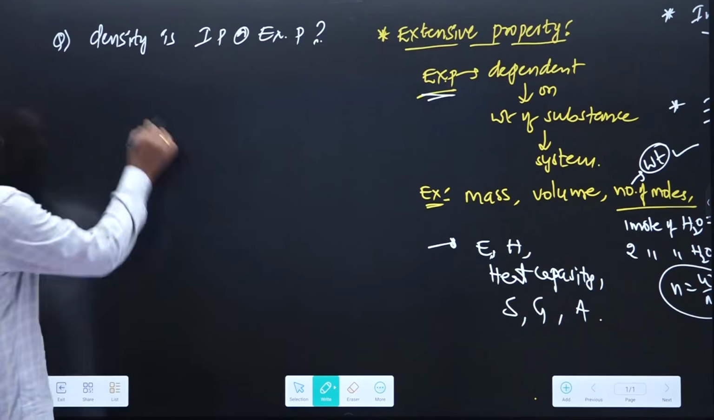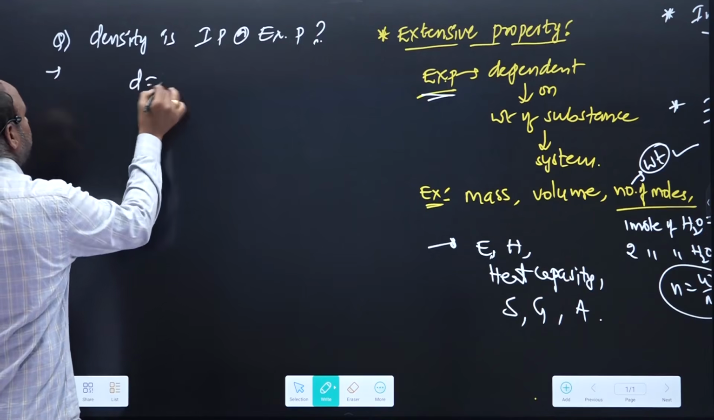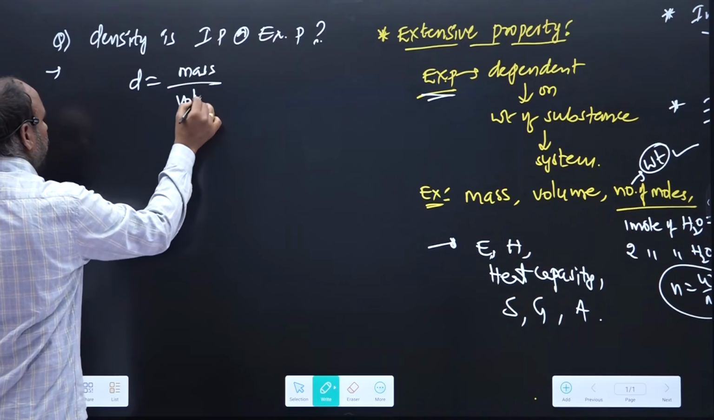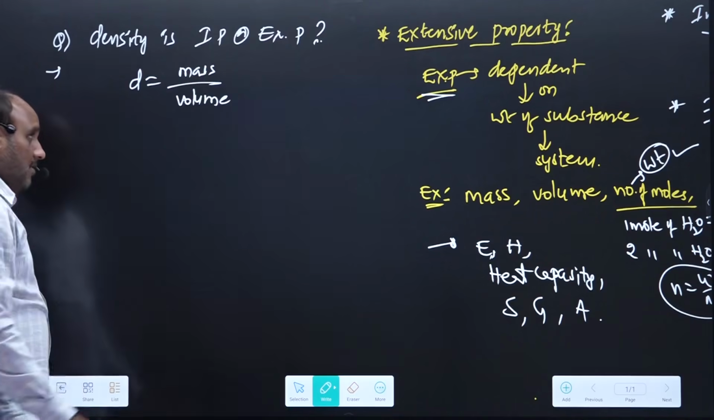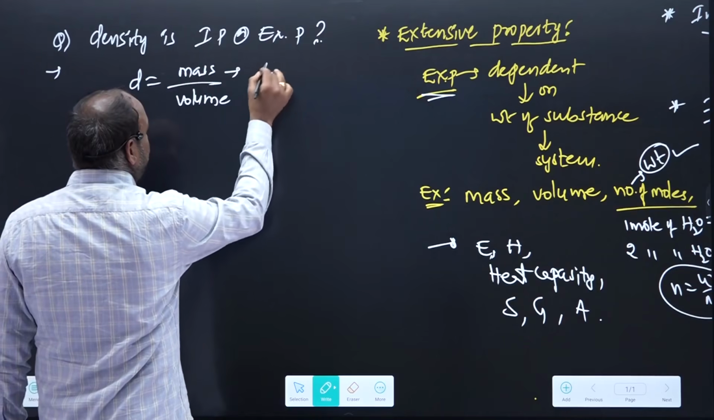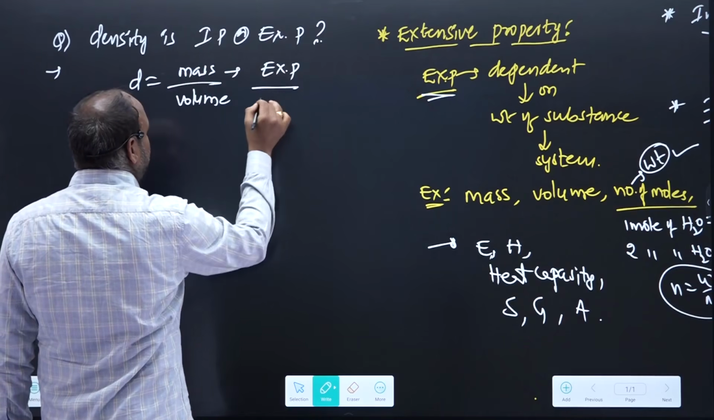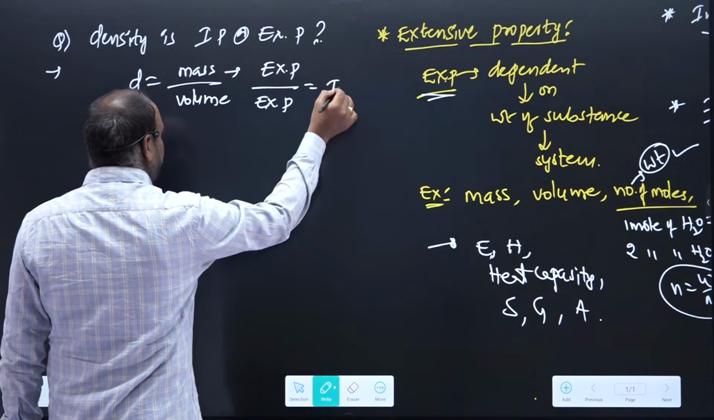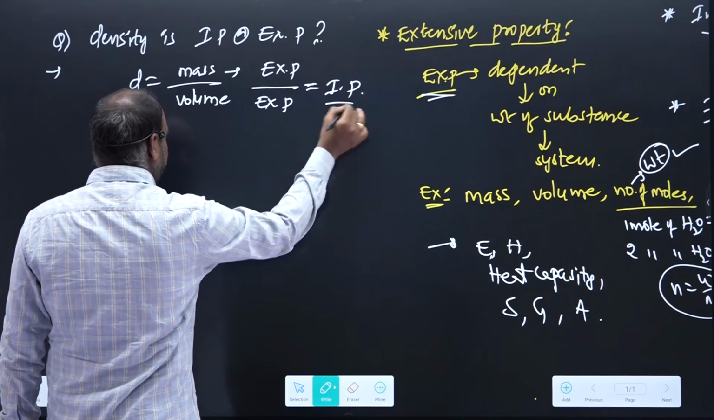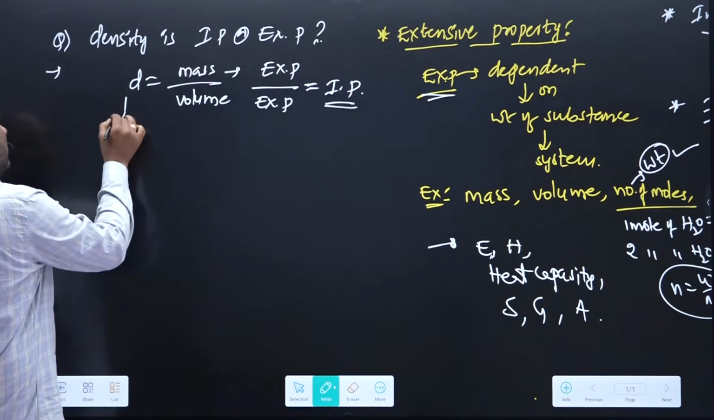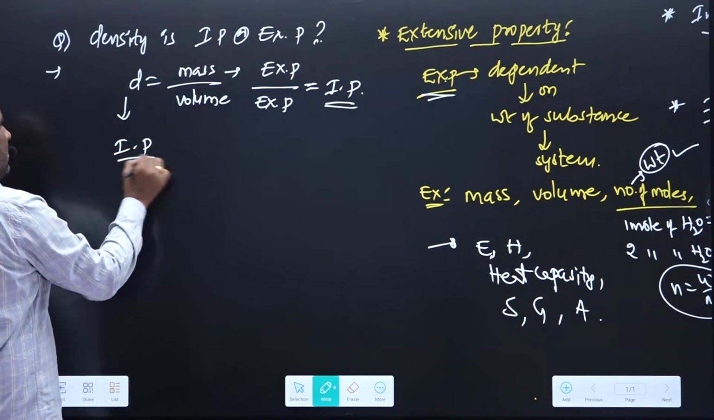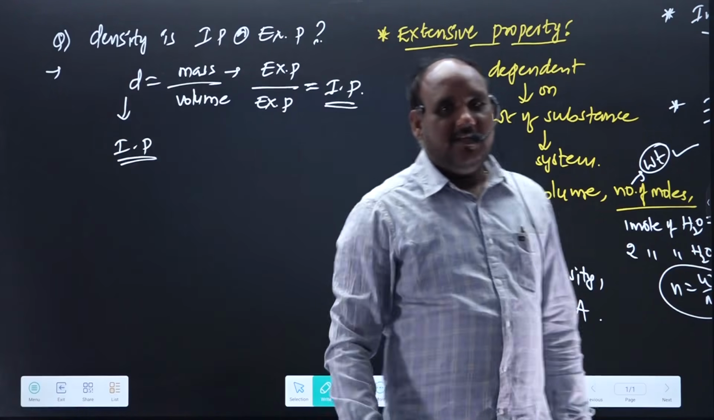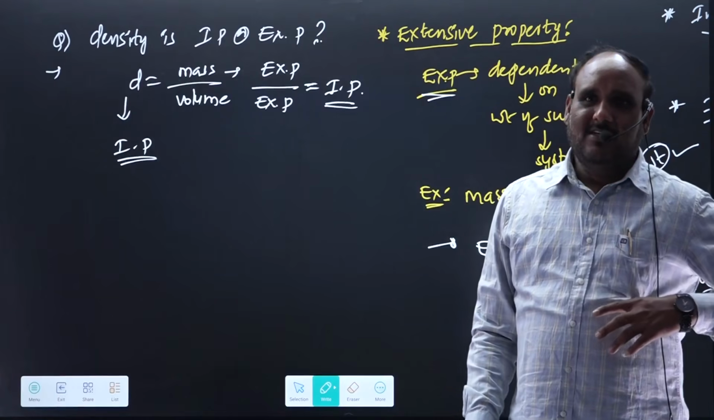What about the definition? Density is equal to mass by volume. What about mass? Extensive property. What about volume? Extensive. The ratio of extensive properties becomes intensive. Therefore, density is what? Intensive property. Isn't it?